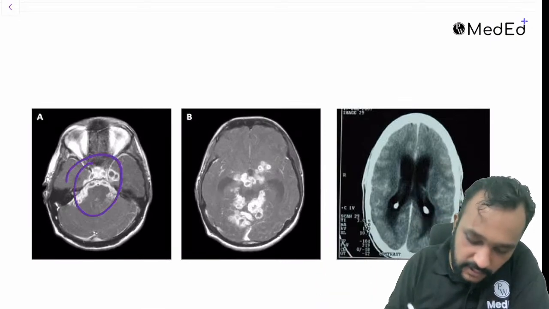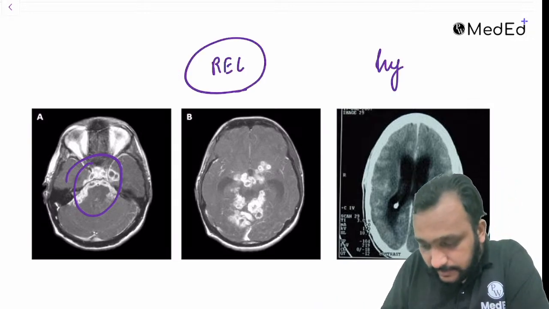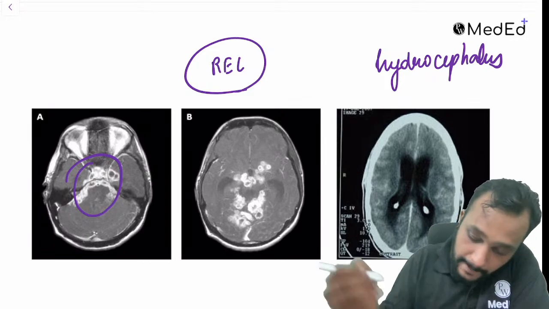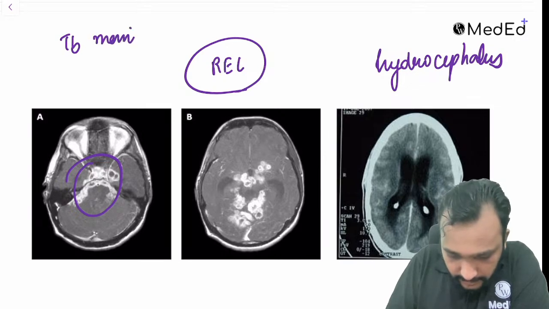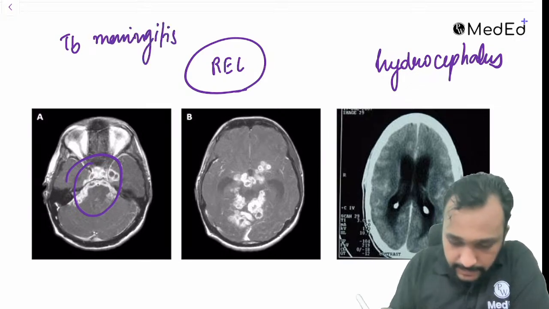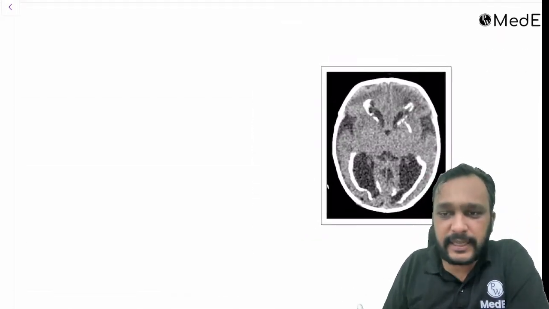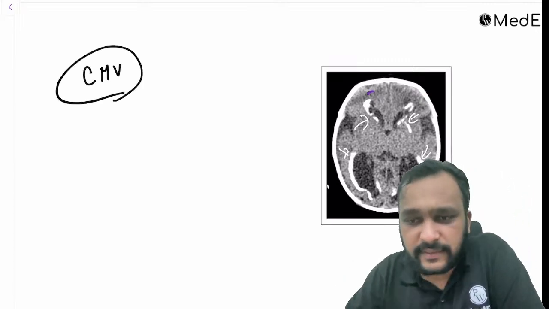Now another straightforward question that will be asked. The patient has history of basal exudates, ring enhancing lesions, and hydrocephalus. So that will be a case of tubercular meningitis. Right? If you are able to see periventricular calcification along the ventricles, this periventricular calcification, guys, is seen in CMV infection, right? CMV encephalitis.